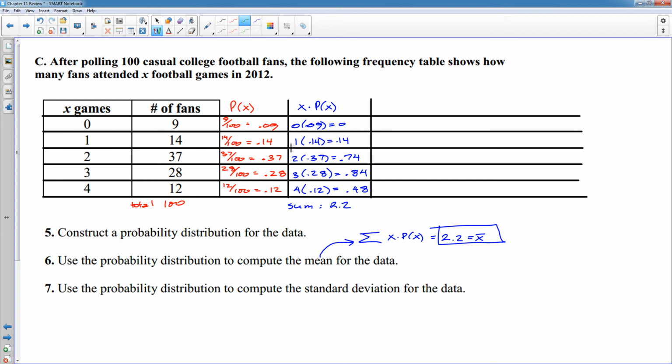So I'm going to call this mu because it actually is the average of all 100. A little picky Math League of America thing. So we'll call that mu.